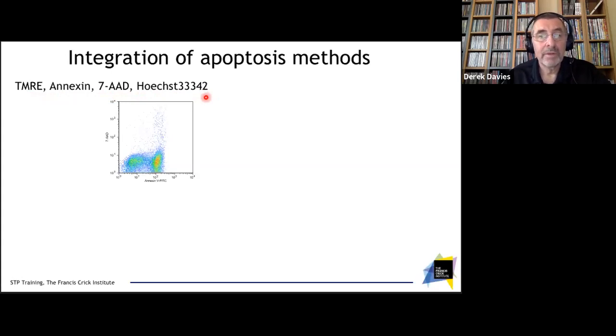So if I look at this plot, this is my typical annexin viability dye plot. Annexin against 7-AAD in this case. And these are my cells that I would be calling apoptosis if I were just looking at annexin. However, the great thing in this experiment is I've got 2 other dyes.